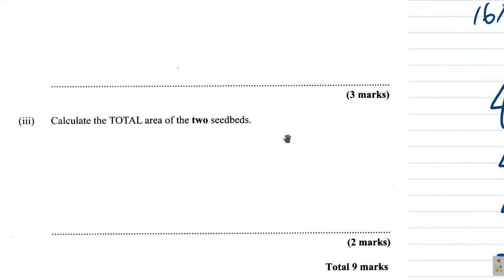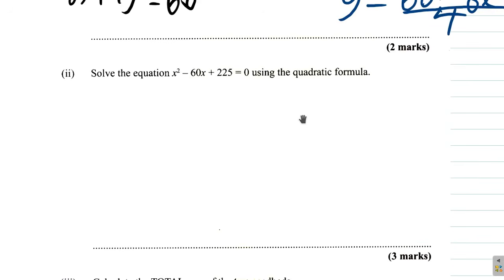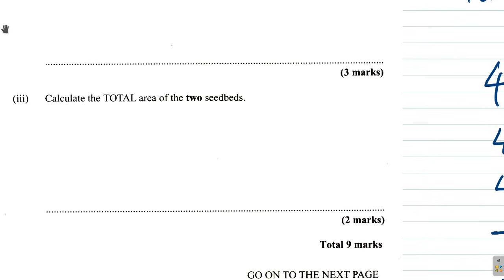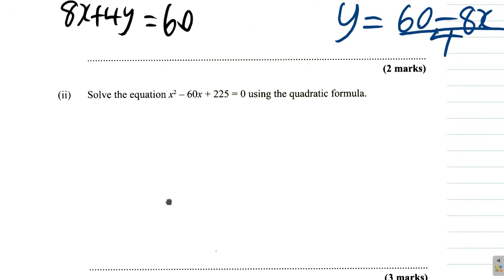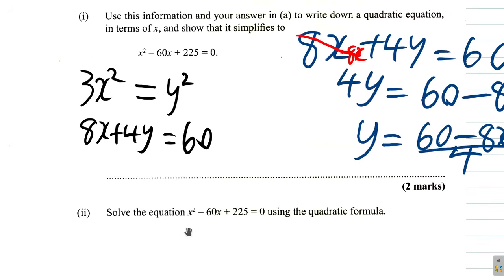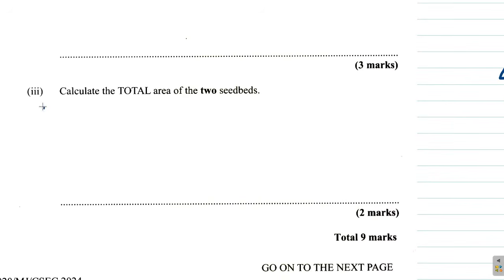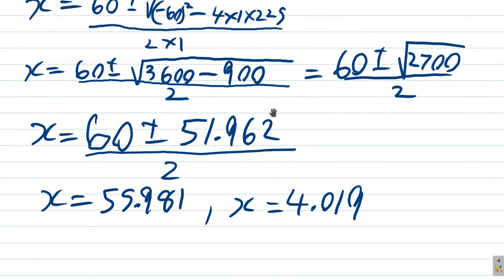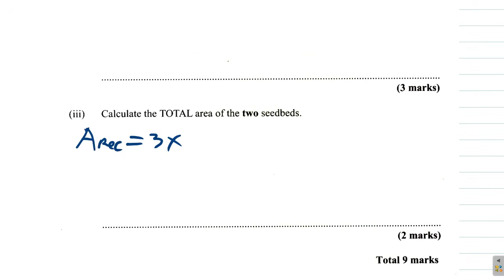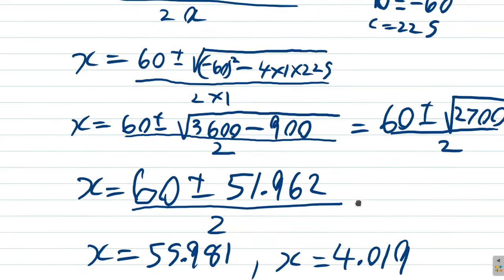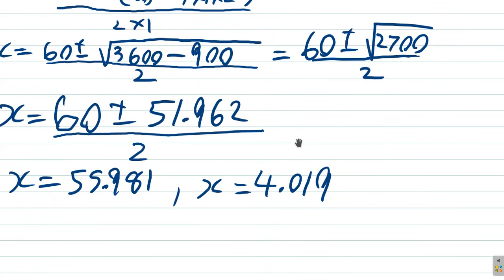Now, let us see what's going on here. We have x already, we don't need that again. I have to just try and remember what it is. The area of the rectangle is 3x squared. I call it A rect. Area of the rectangle would be 3 times x squared. Let's use the 55.981. By the way, x is 55.981. We have two values of x. Let's see which one of them might make sense and which one of them wouldn't.